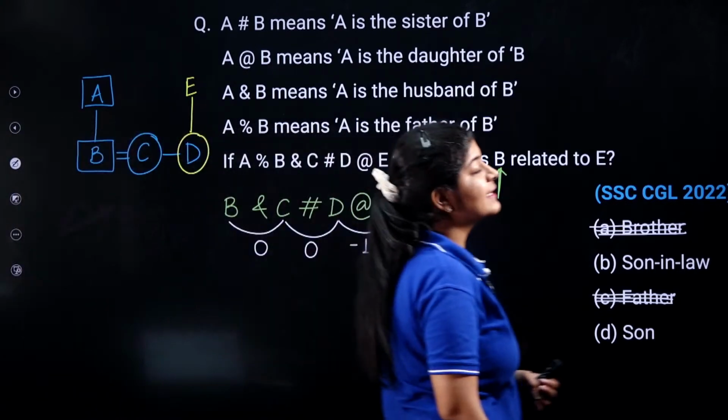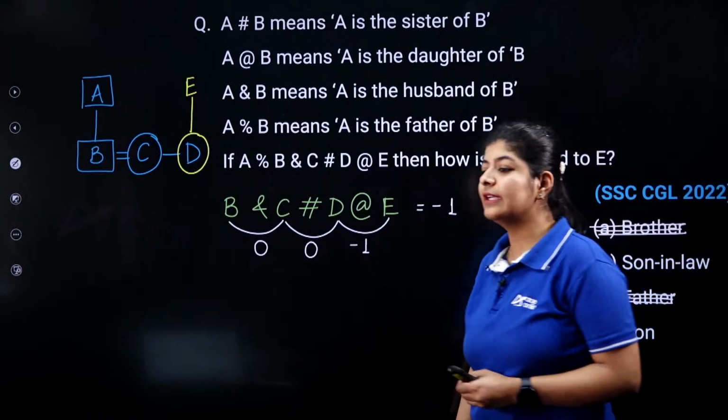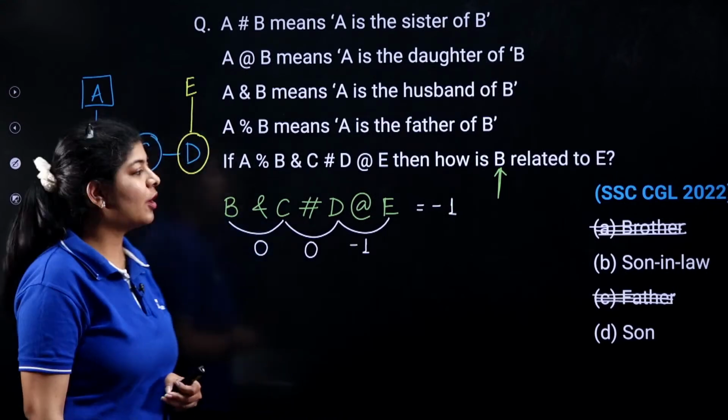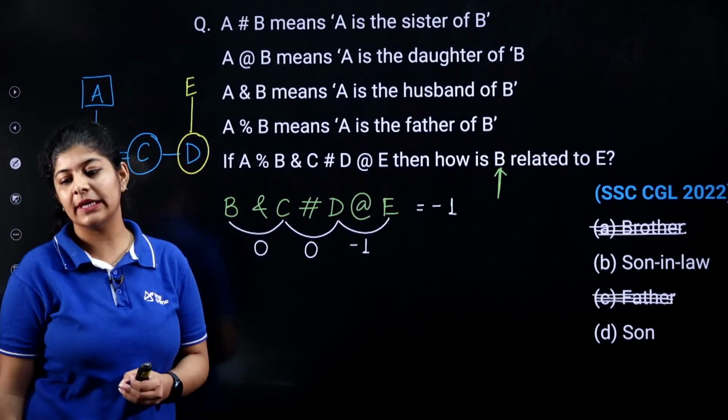Yashwant, after seeing this family tree or family chart, can you determine the correct answer, whether option B is the correct one or option D is the correct one?